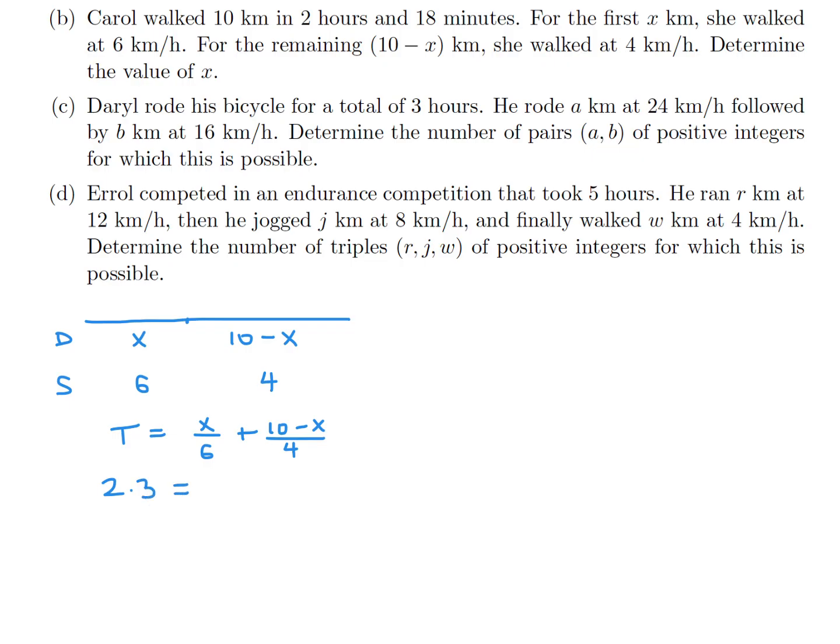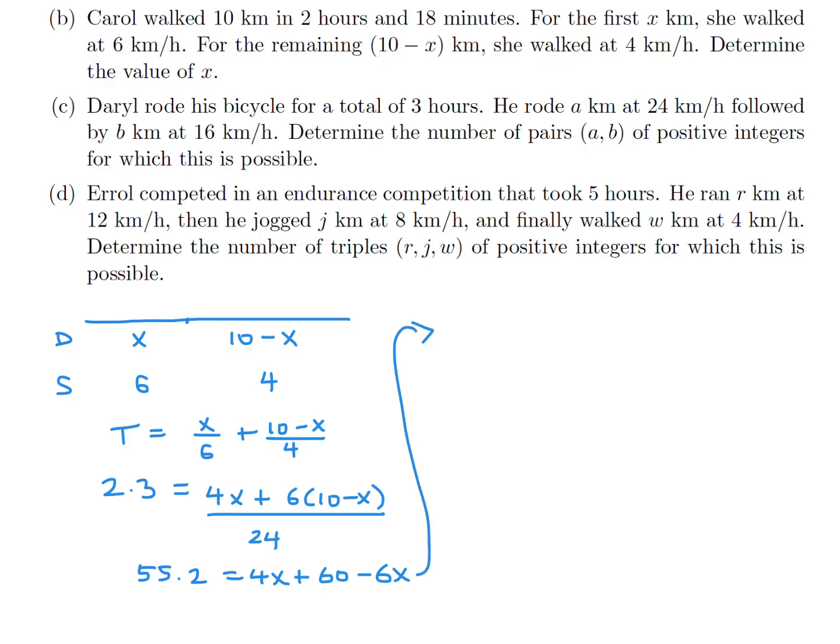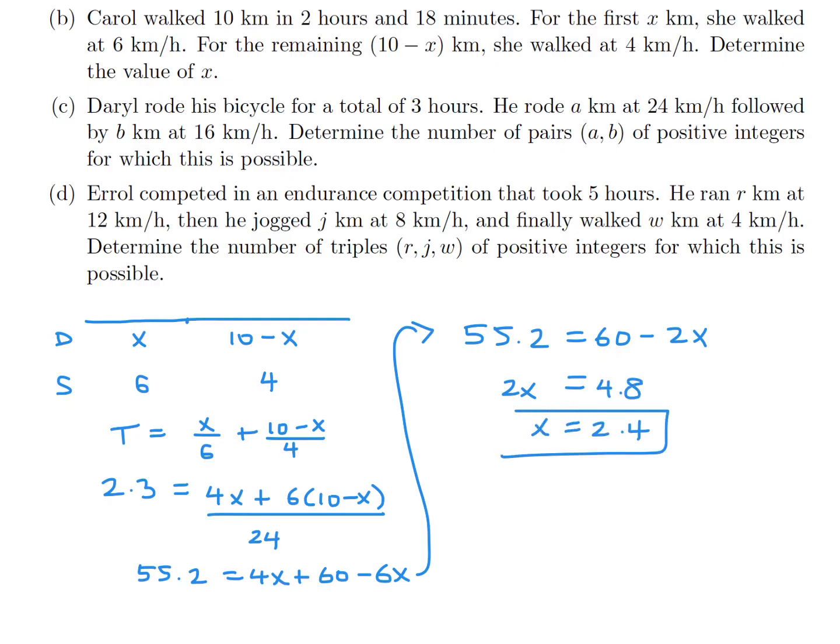And then get a common denominator. So that'd be 4x plus 6 times 10 minus x all over 6 times 4, which is 24. Cross multiply, and you're going to get 55.2 is equal to 4x plus 60 minus 6x. And therefore 55.2 is equal to 60 minus 2x, and therefore 2x would be 4.8, I guess, and then x would be 2.4. So there we go.